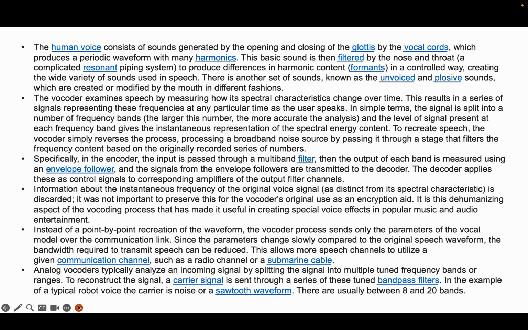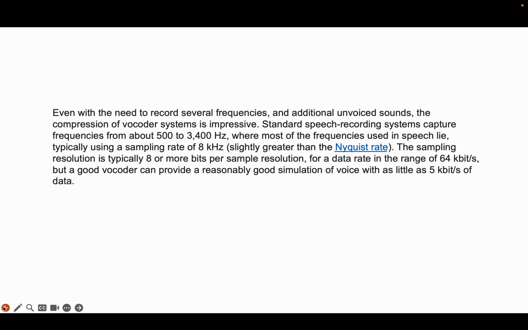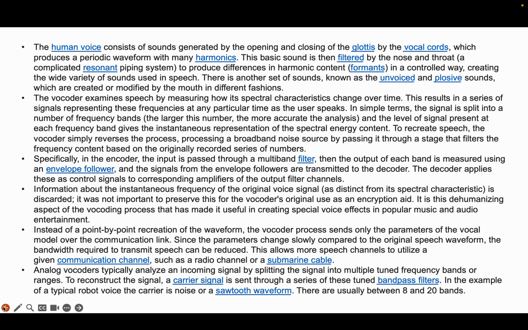So unfortunately, I don't think I have a figure of this. It would be really useful to have one. So basically, you have your input, and it's filtered, and then you measure the signals using an envelope follower. You transmit those to a decoder, and then the decoder uses them to control the amplifier outputs. And so that's how you can get synthesis.